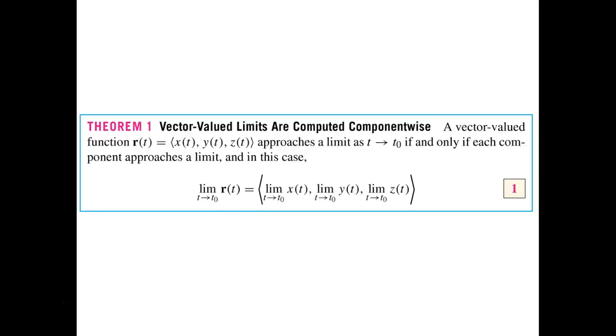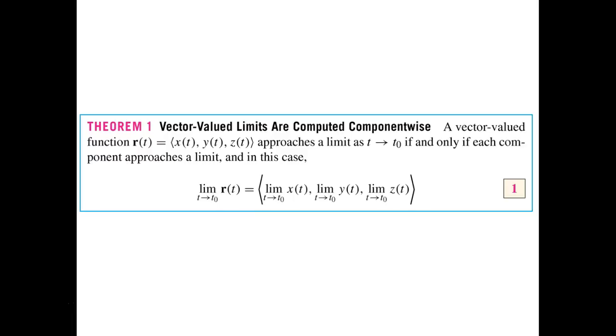The limit of R of t as t approaches t0. Remember, R of t is a vector, so its limit has got to be a vector. The first component of that vector would be the limit of x of t as t approaches t0. The second component would be the limit of y of t as t approaches t0. And the third component would be the limit of z of t as t approaches t0.